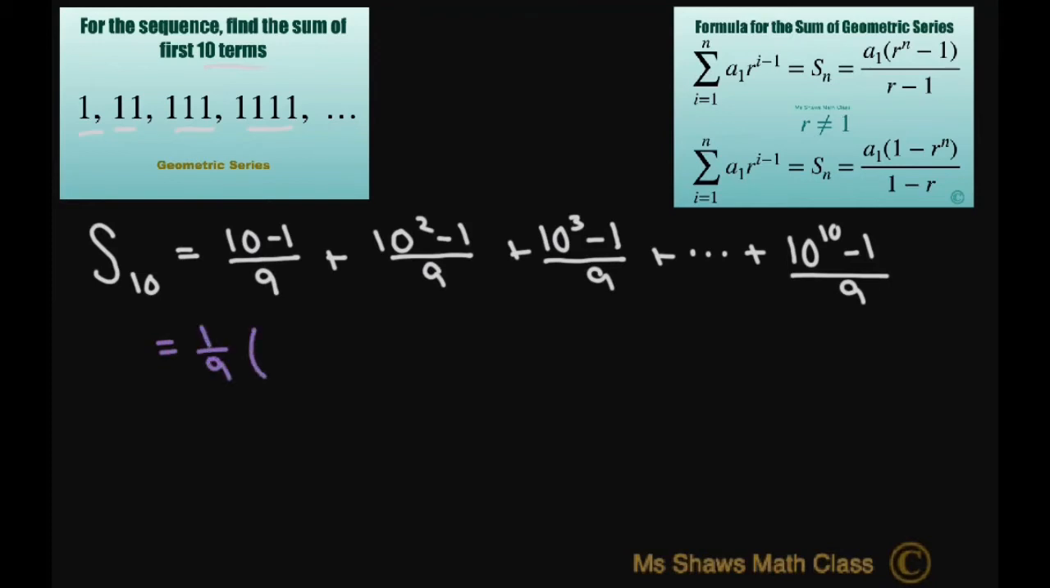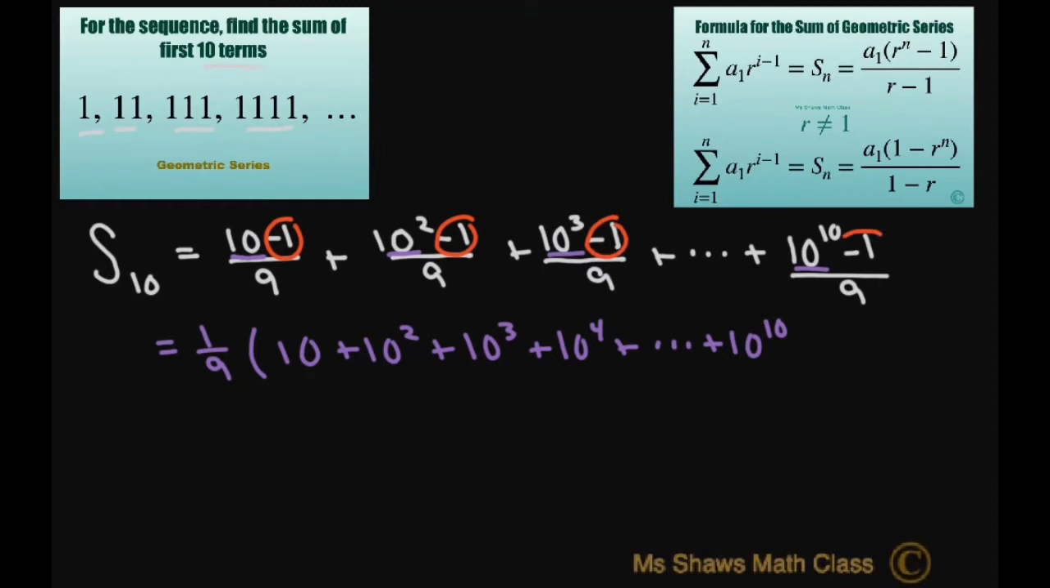And what I'm going to do is just look at these right here. So this is going to be 10 plus 10 squared plus 10 cubed. The next one would be 10 to the power of 4 plus ... plus 10 to the power of 10. The problem is we left out these negative ones, but we have 10 of these. So if you have 10 times negative 1, that gives you negative 10. So we're going to have to subtract that back out altogether.